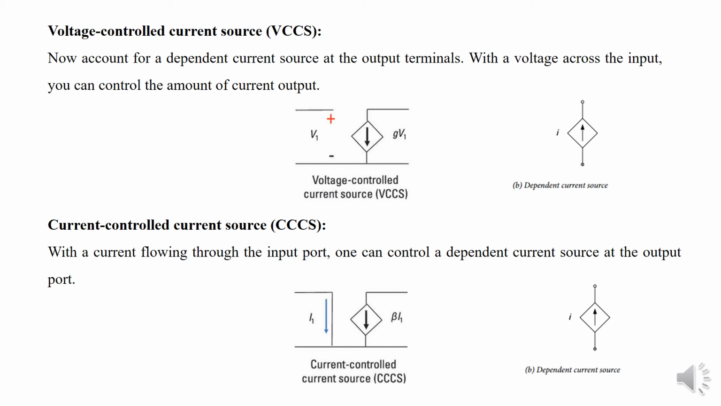Then the current controlled current source. With a current flowing through the input port, one can control a dependent current at the output port. That is a current controlled current source. I hope all of you understand these concepts. So we will again have a small quiz.